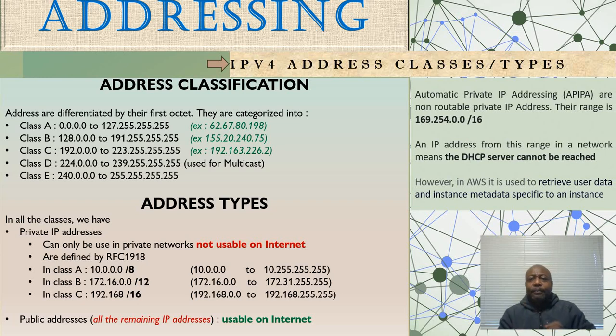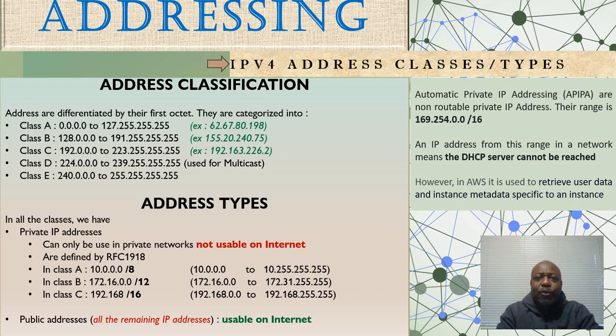Then we have what we call APIPA, automatic private IP addressing. These are the self-assigned IP addresses for a device that was set on DHCP and could not find a DHCP server to request an IP address. So it's going to assign itself an IP that is just not routable.